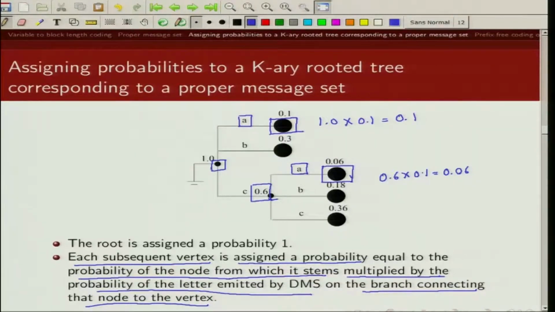So we can find the probability of any vertex. Let's say, what's the probability of this vertex? This is the probability of this node, which is 0.6, into the probability of occurrence of C, that's again 0.6. So this is how we assign probability to a query rooted tree corresponding to a proper message set.